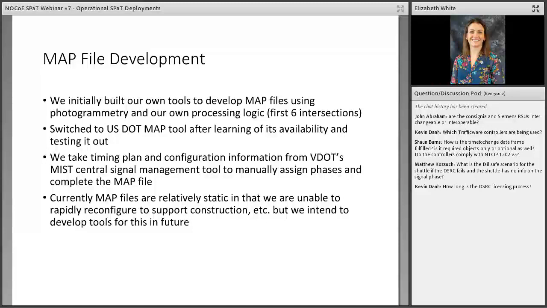Currently, our map files are relatively static. We build one up and push it to the RSU remotely using VCC Cloud, and we aren't necessarily able to automatically reconfigure or support changes to the intersection or even daily changes to the flow of traffic, for instance, but we do intend to develop tools to do that sometime in the future.